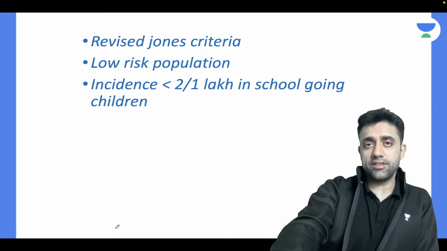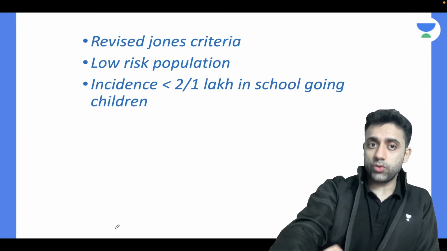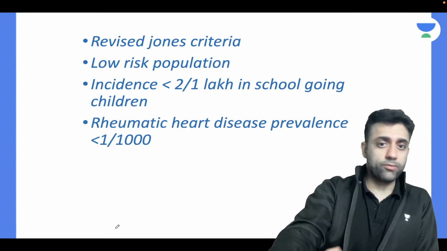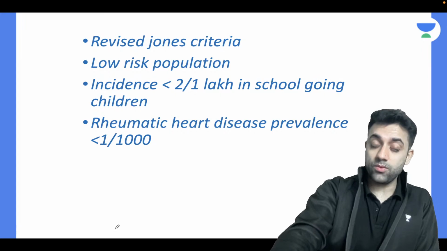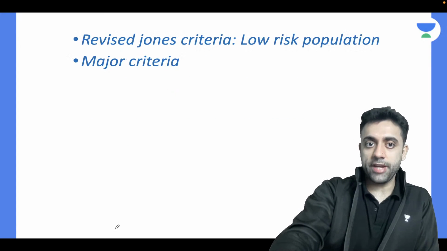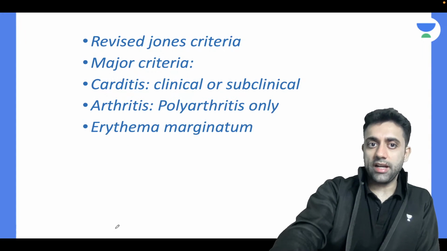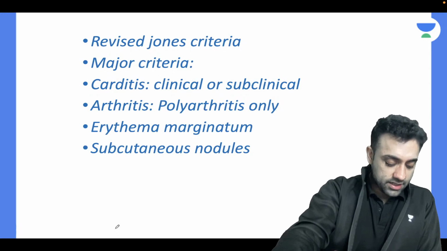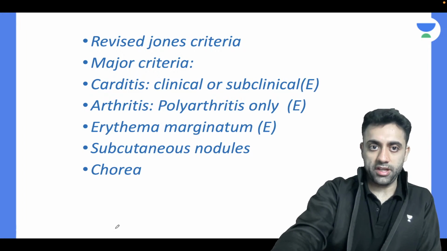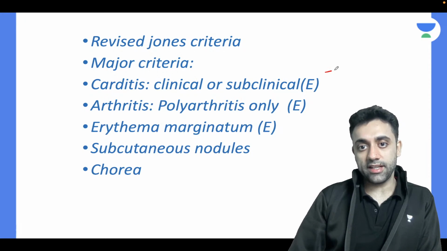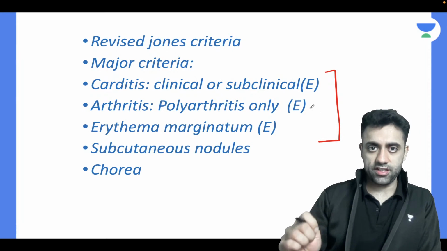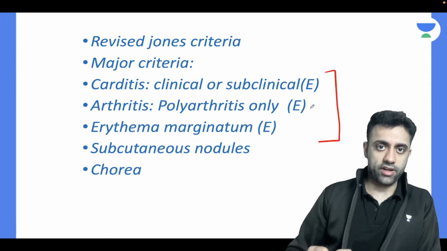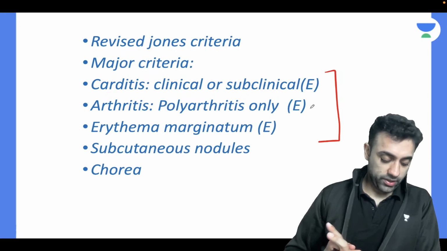Low risk means incidence less than 2.5 lakh in school going children, and rheumatic heart disease prevalence less than 1 in 1000. And most importantly, we know the criteria: carditis, polyarthritis, erythema marginatum, subcutaneous nodules, and chorea, Sydenham's chorea. Carditis, arthritis, and erythema marginatum are the early manifestations. These all we have covered in the first half. So I'm doing a quick revision.